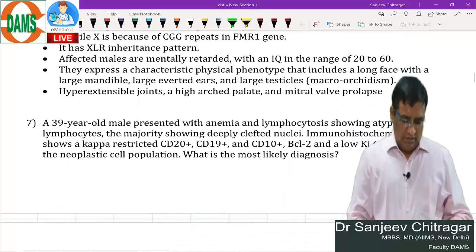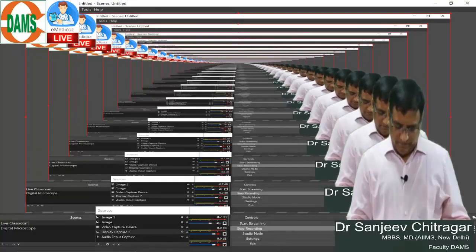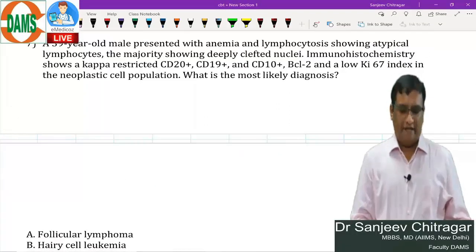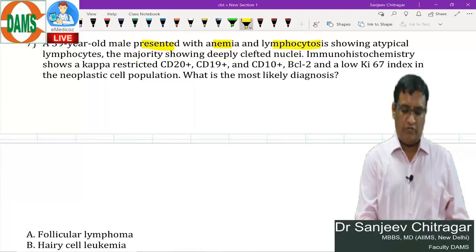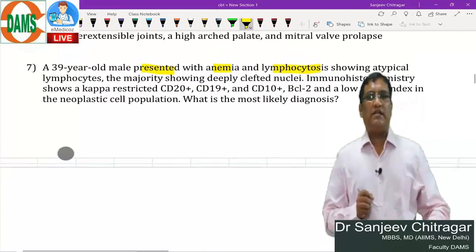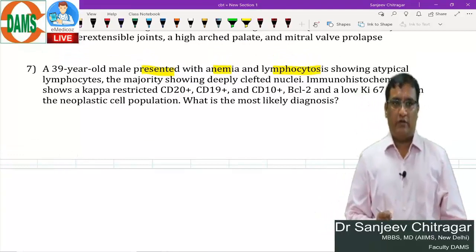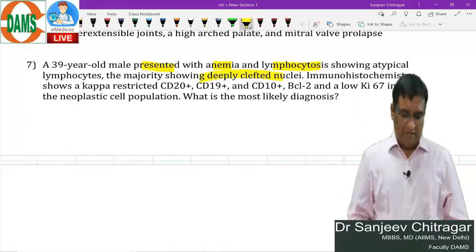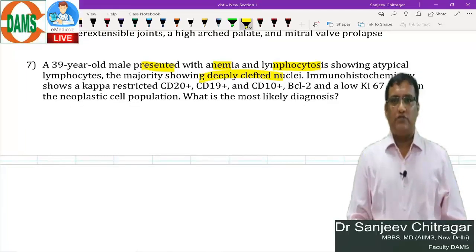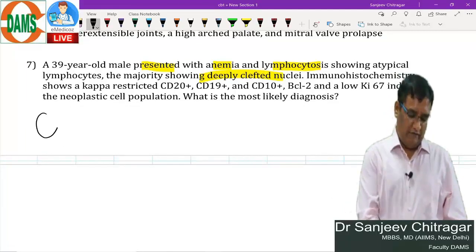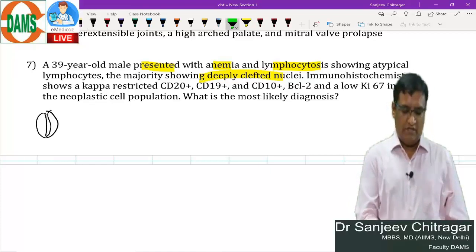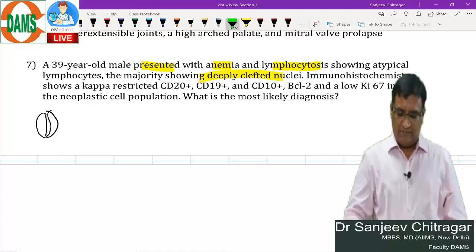Next question, let us look at the next question here. A 39-year-old male presents with anemia and lymphocytosis. So the patient is having anemia and is also having lymphocytosis, showing atypical lymphocytes, majority of them with deeply clefted nuclei. So the nucleus shows a cleft like this, a deeply clefted nucleus. Next, further what does it say? Let us look at what it says further.